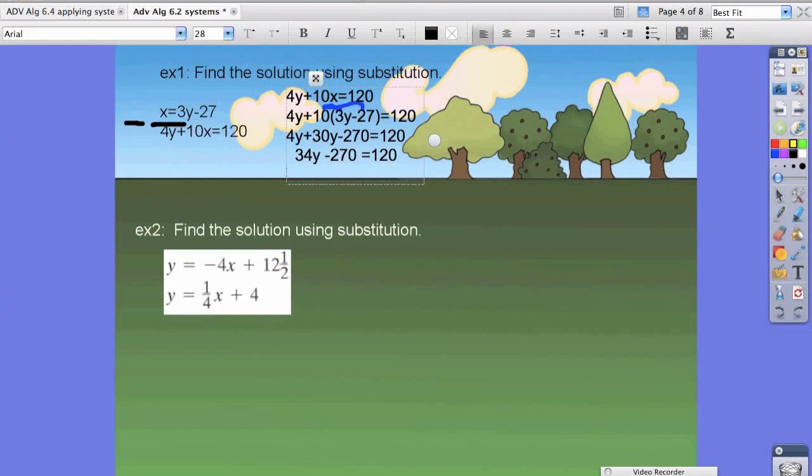We'll leave it. So now we want to isolate the y. So we're going to add 270 to both sides of the equal sign. We're left with 34y equals 390. Then we're going to divide 34 to both sides.